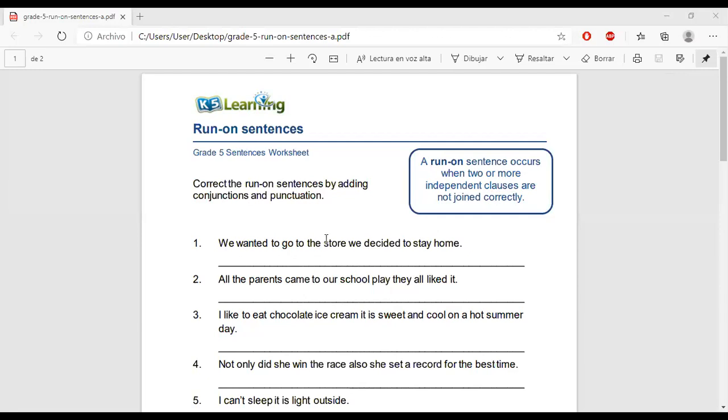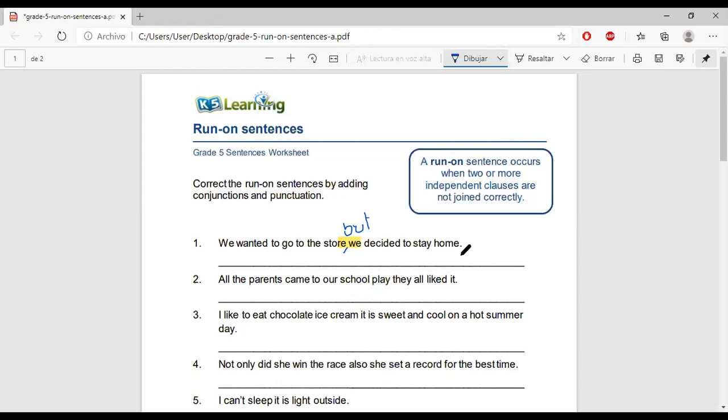So for example, we wanted to go to the store. We decided to stay home. What is missing here? I have to transform into Word to write, but anyway, what do you think is missing here in the middle? We wanted to go to the store, but... Excellent, comma. But. You are going to download a Word document and do it, yes? Excellent, but. We wanted to go to the store, but we decided to stay home.